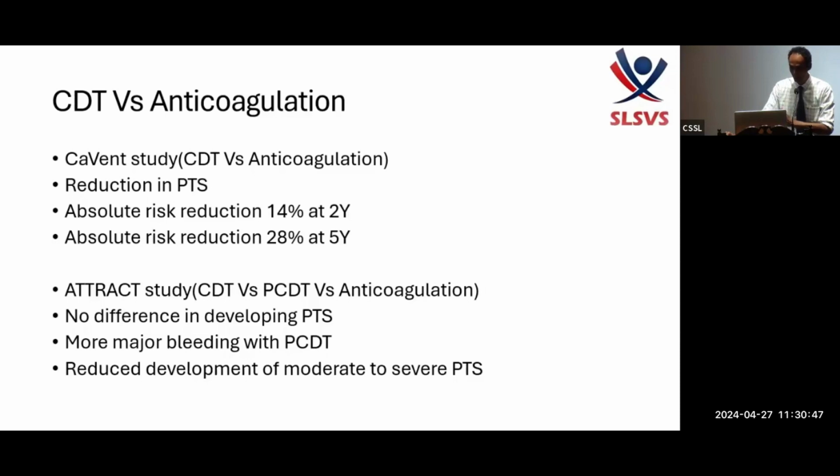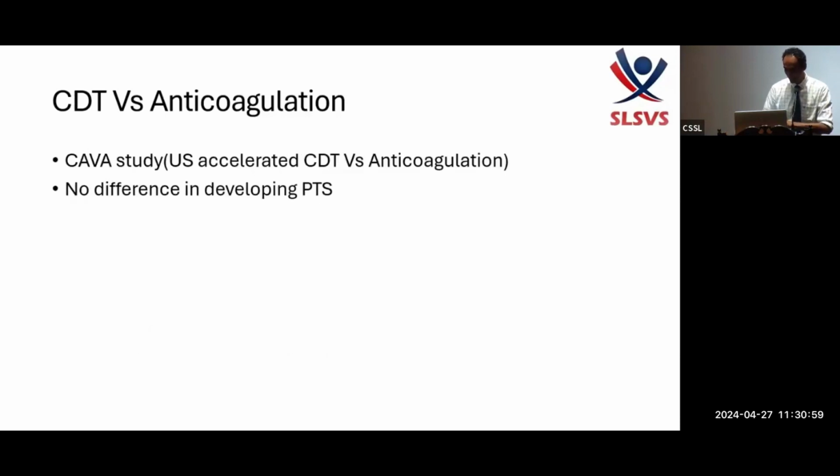difference when you are comparing thrombolysis versus anticoagulation. The ATTRACT study as well as the CAVA study, which compared those methods, they say there's no difference in developing PTS, but obviously they have a higher risk of bleeding. At the same time, they have seen there's a less chance of getting moderate to severe PTS.